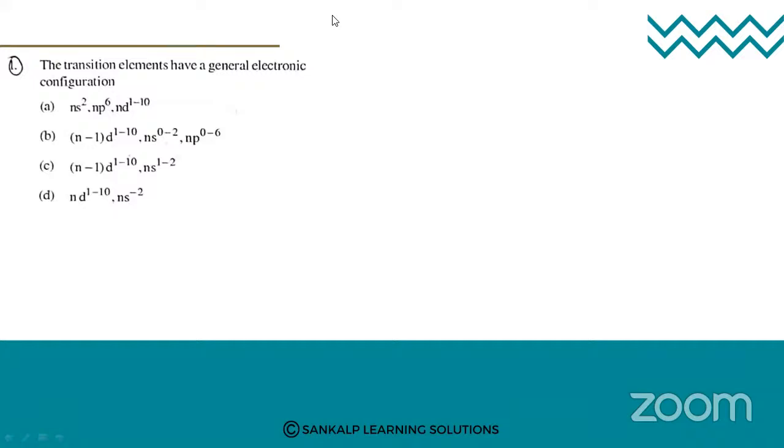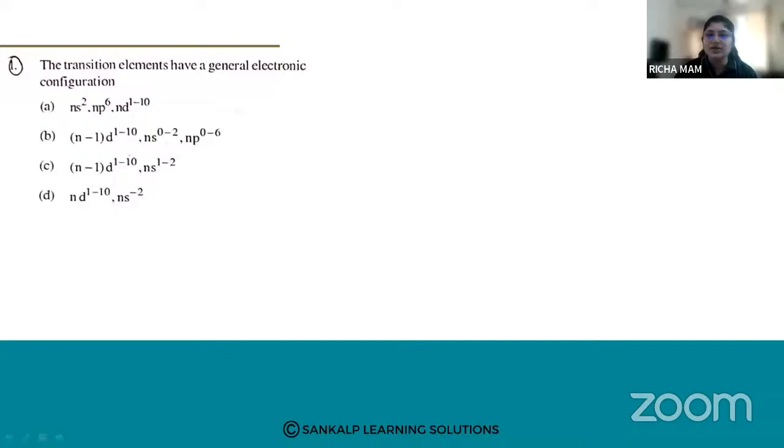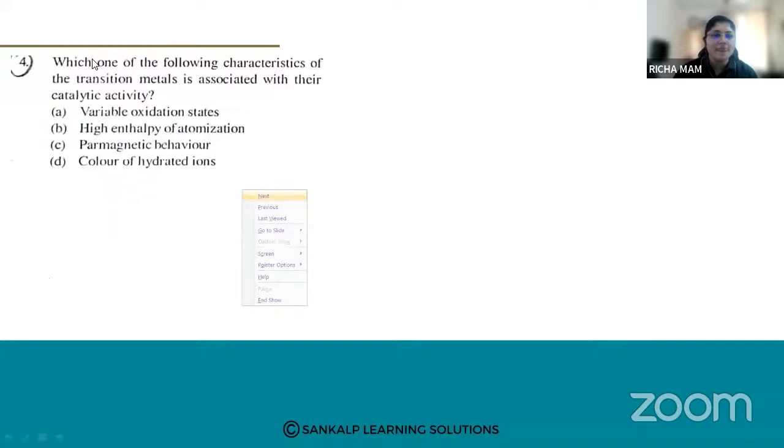So we have four options. In D block elements, in your transition elements, the outermost electronic configuration is (n minus 1)d, 1 to 10, that is electrons accommodate from 1 to 10, and ns 1 to 2. This is the general electronic configuration of the transition elements. So option C is the correct answer. Very good. Others also be active.